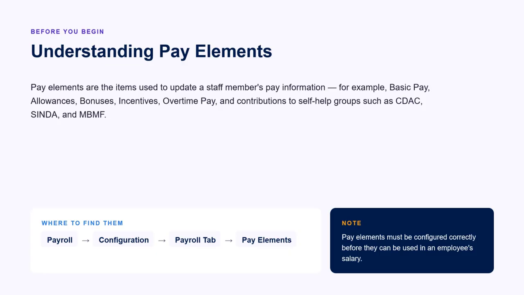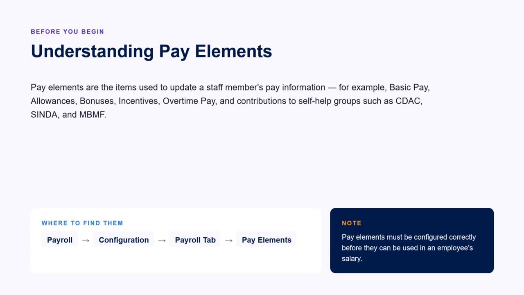These pay elements are the items that you use when you are updating the staff's pay information. Examples of pay elements: basic pay, allowances, bonuses, incentives, overtime pay, and for Singapore, we use CPF, MBMF for the self-help group contributions. But for Malaysia, we are using PCB, EPF, SOCSO, EIS, and a lot more. Every salary calculation in JustLogin is based on these pay elements, so it's important that they are configured correctly before processing a payroll.